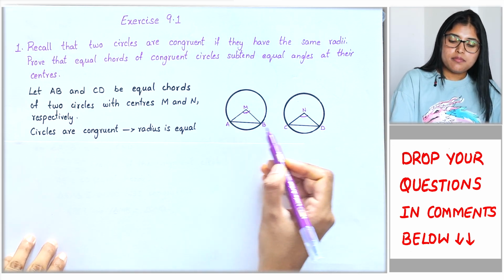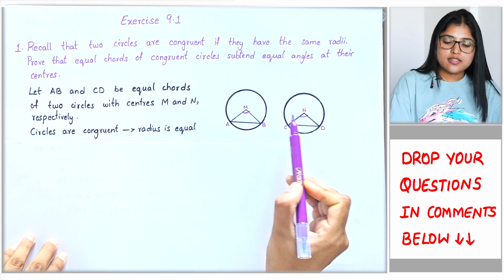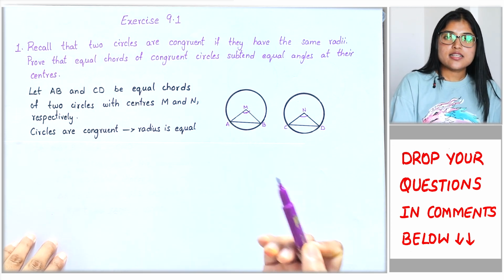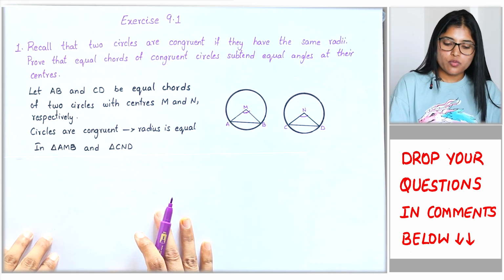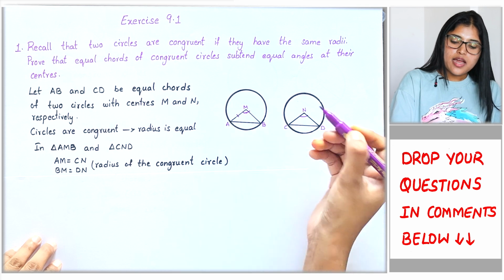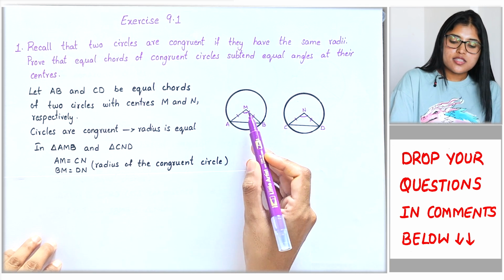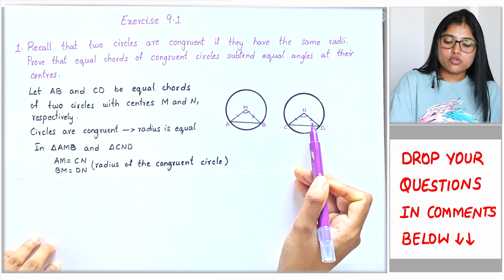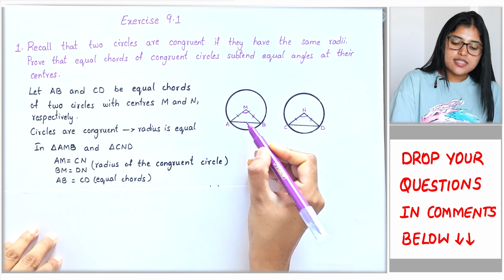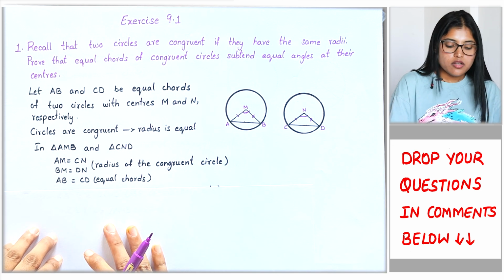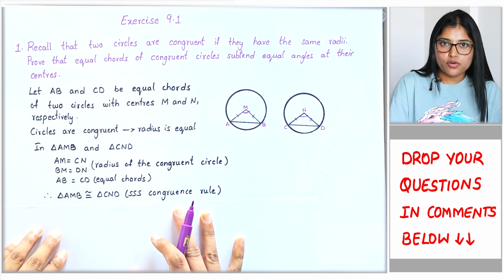So let's say AB and CD are these two equal chords in these two congruent circles with centers M and N. Now I know that radius is equal for these two circles. If I take triangle AMB and triangle CND over here, I know that AM and CN are equal. Similarly, BM and DN are also equal because they are radius of the congruent circles. Both the circles have the same radius, so they are equal to each other. Now I know that AB and CD are equal because the chords are equal. So using SSS congruency, I can say triangle AMB and triangle CND are congruent to each other.